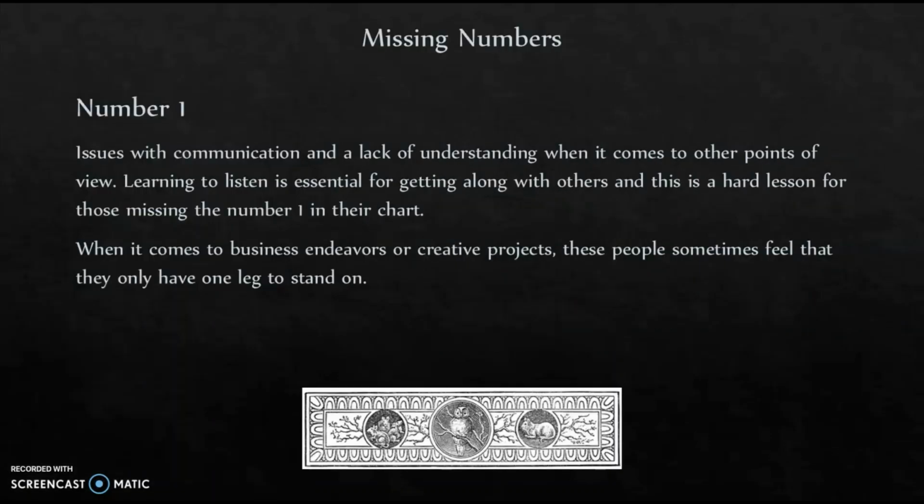Missing numbers. Number 1. Issues with communication and a lack of understanding when it comes to other points of view. Learning to listen is essential for getting along with others, and this is a hard lesson for those missing the number 1 in their chart. When it comes to business endeavours or creative projects, these people sometimes feel that they only have one leg to stand on.